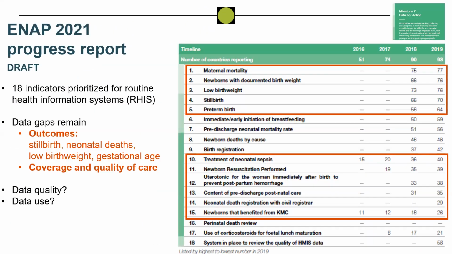This table shows the 18 indicators prioritized for routine health information systems from the ENAP 2021 progress report. Data gaps remain both for outcomes and coverage and quality of care. There are questions about data quality, and as we've already heard, about data use. And the EN Mini tools have been designed to help close that gap.